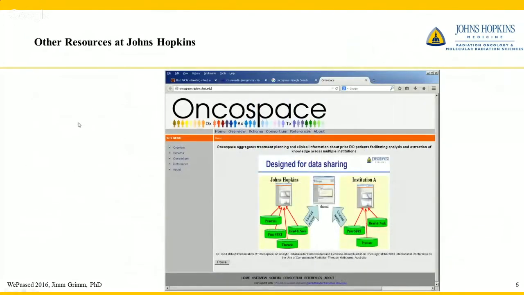Being at Johns Hopkins, we have other resources. They also have OncoSpace, and I've had really good interactions with them. That also is a similar tool to DVH Evaluator and also very useful. How's the speed of the slides? I'm waiting until I see it on my second monitor. I don't know if that's too fast or slow.